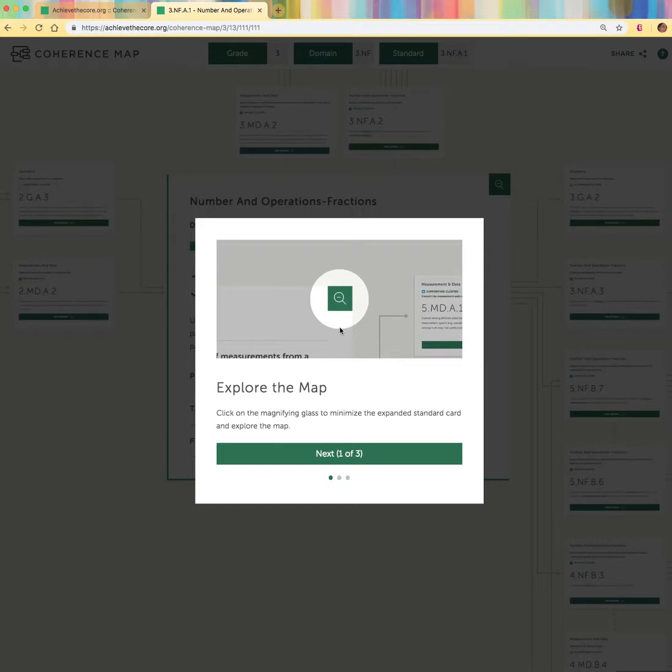Okay, first, before we can watch what happens, they're going to take us through a couple of informational slides. Let's take a look. On the first one, it's telling us that if we click on this magnifying glass, we'll be able to expand the standard card and explore the map. We'll do that in a little bit.